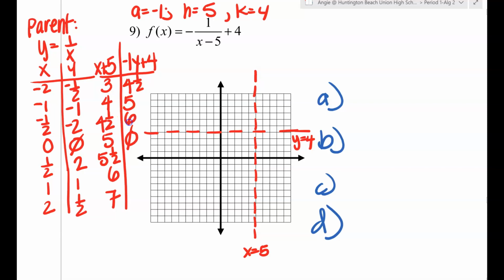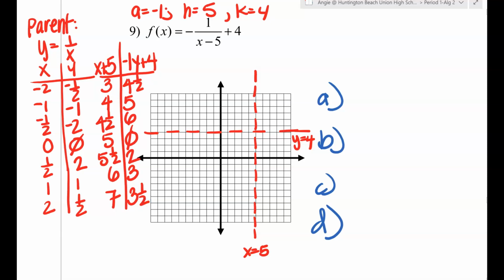Plus 4 is 6. Now, the next y value after your undefined is 2. 2 times negative 1 is negative 2, plus 4 is 2. 1 times negative 1 is negative 1, plus 4 is 3. Half times negative 1, y'all, is going to be a negative half. Negative half plus 4 is a positive 3.5.